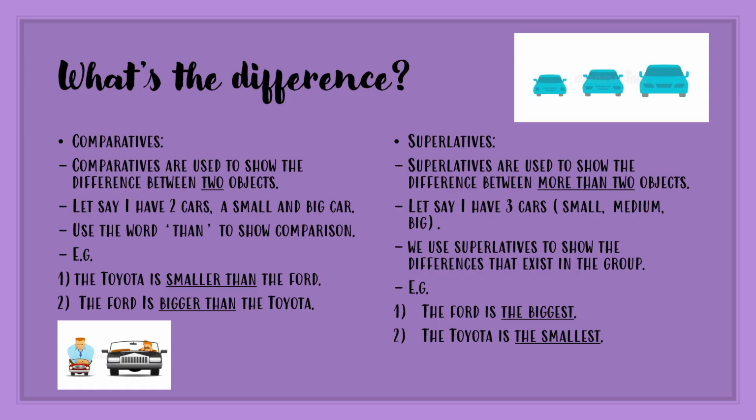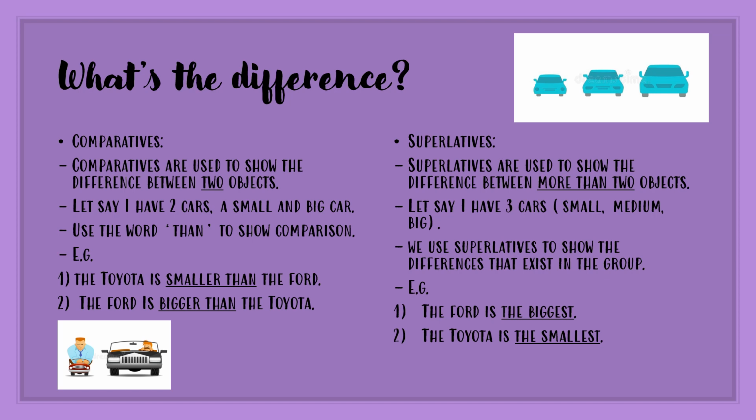What's the difference between comparatives and superlatives? Comparatives are used to show the difference between two objects. Let's say I have two cars, a small and a big car. We use the word than to show comparison. For example, the Toyota is smaller than the Ford. The Ford is bigger than the Toyota.